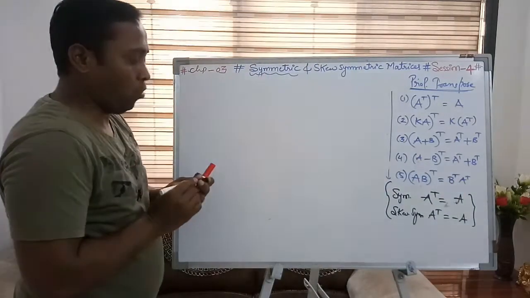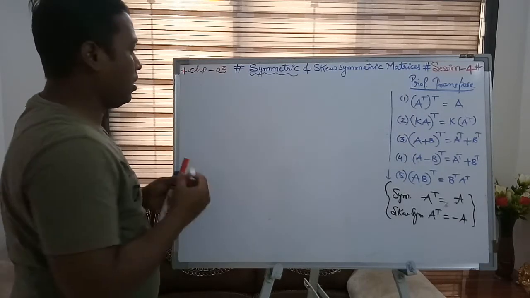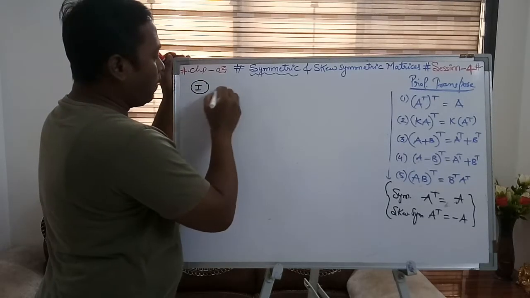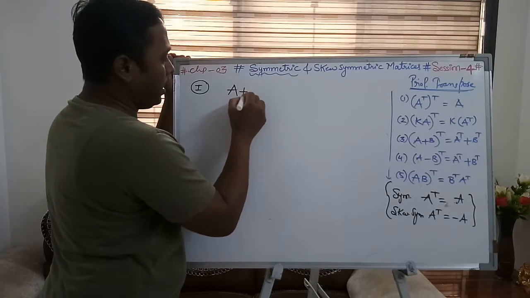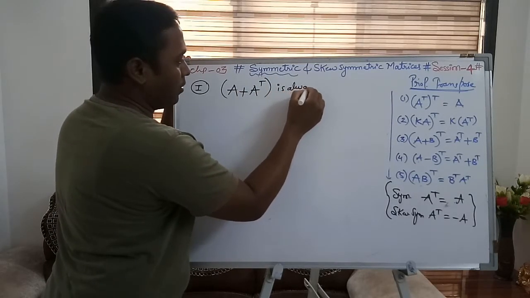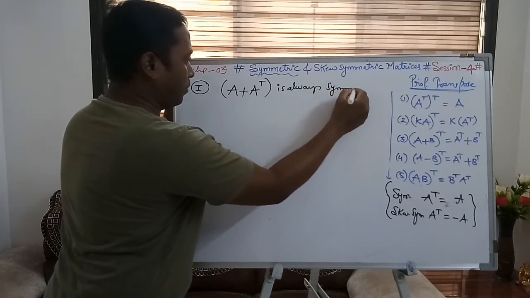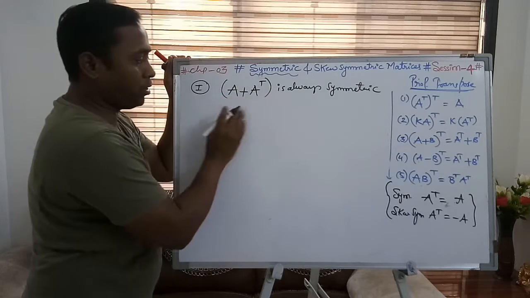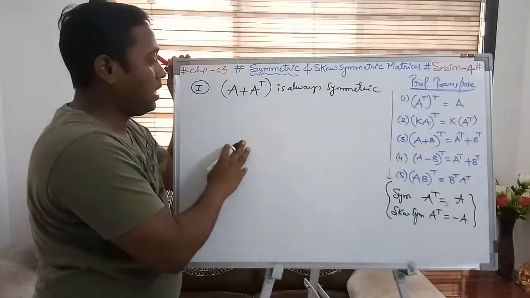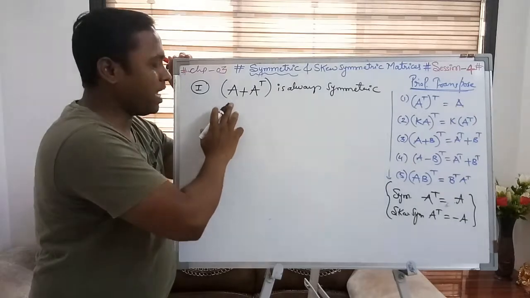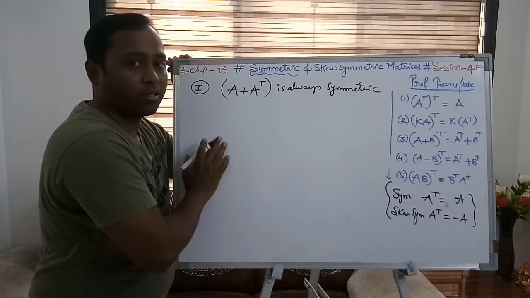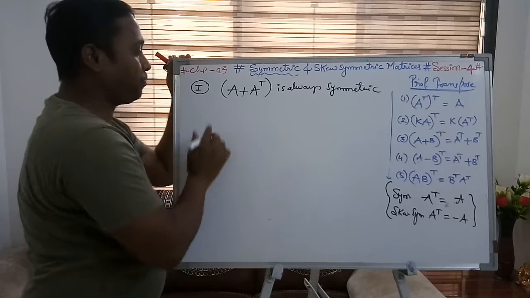Now the points are discussed. What are the important results which we are going to prove? The first result is A plus A transpose is always symmetric. This is the first result which we are going to prove. It means if A is a square matrix, then the sum of the matrix and its transpose is always symmetric. So we are going to prove this statement here.